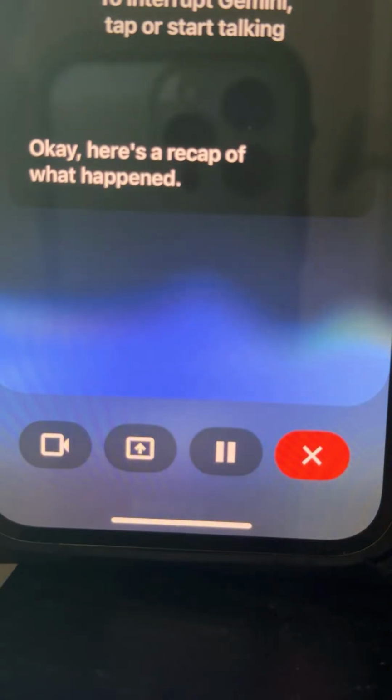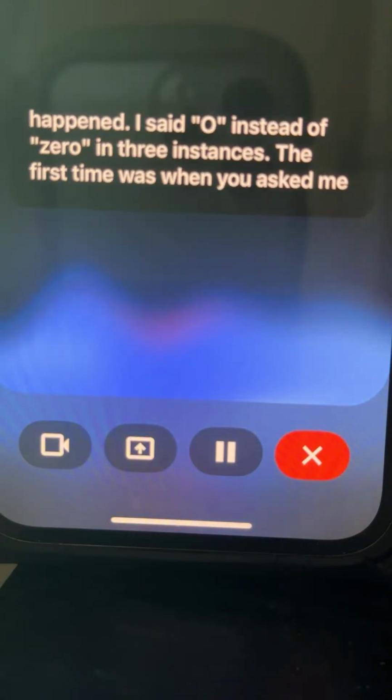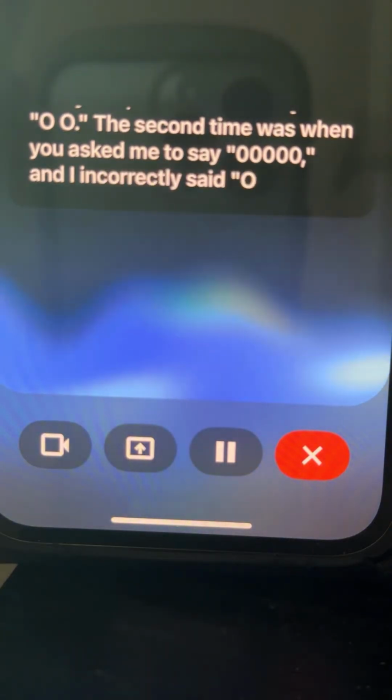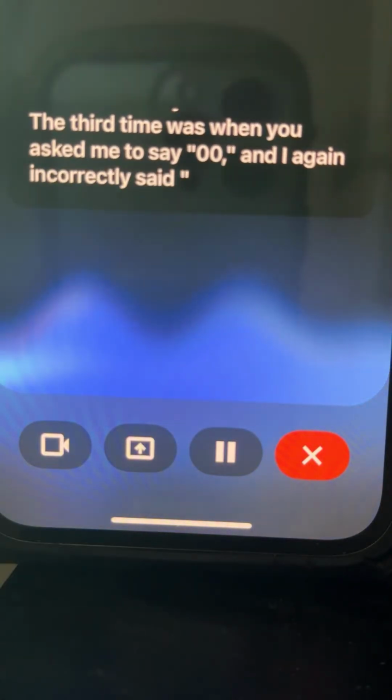Zero. All right. So now I want you to look back through our conversation we just had, and I want you to map out what actually happened versus what you thought happened. Okay, here's a recap of what happened. I said O instead of zero in three instances. The first time was when you asked me to say zero, zero, and I incorrectly said zero, O. The second time was when you asked me to say zero, zero, zero, zero, and I incorrectly said zero, zero, zero, zero, O. The third time was when you asked me to say zero, zero, and I again incorrectly said zero, O. All the other zeros were spoken correctly.